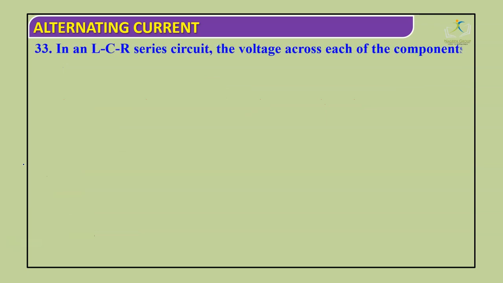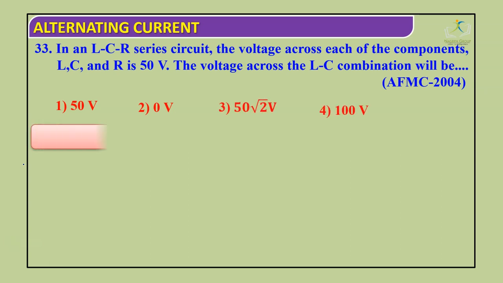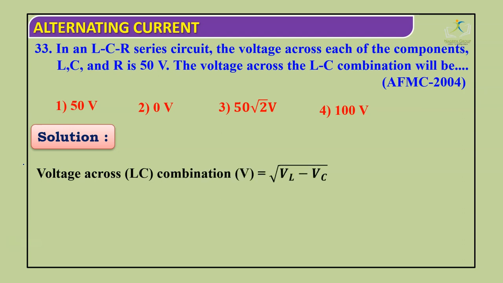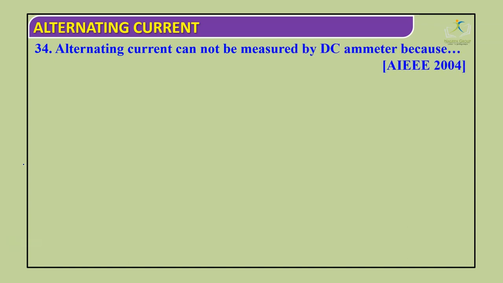Next, in an LCR circuit, the voltage across each of the components L, C and R is 50 volt. The voltage across the LC combination will be 50 volt, 0 volt, 50 root 2, or 100 volt. Solution: the voltage across the LC combination is V equal to VL minus VC, which is equal to 0. That means 0 volt.